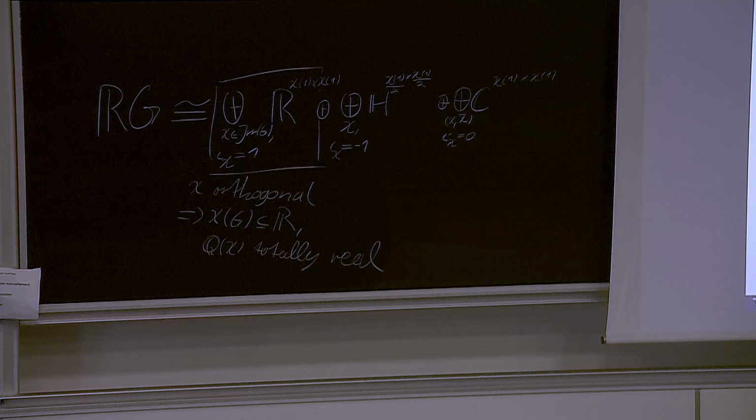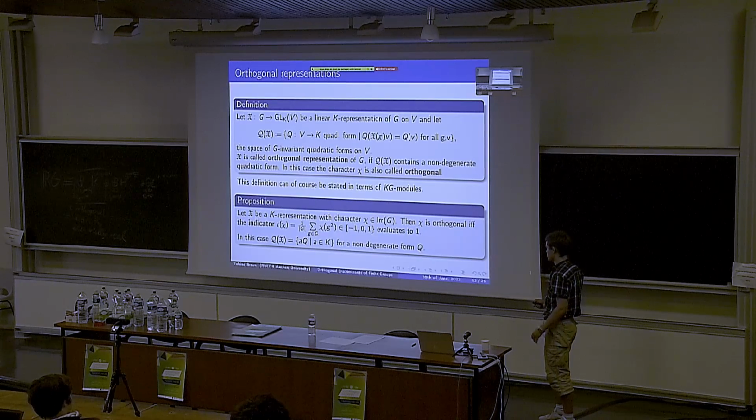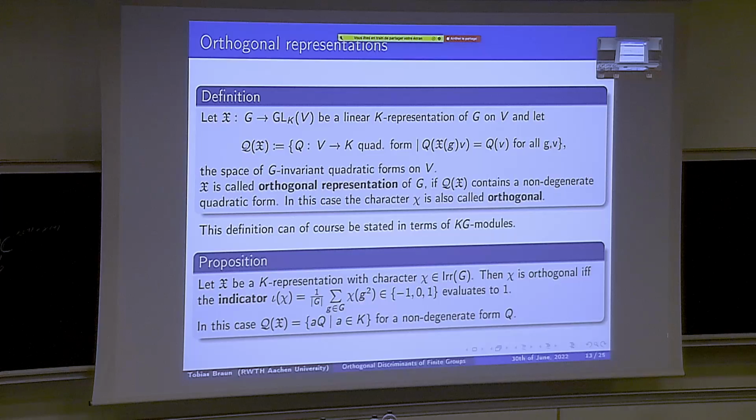OK. But really, the one thing that I want you to take away from this is not this formula, but that it is very easy to compute. If you have the character table, these are all entries in the character table. Just remember the character table for A5. You can just read off these values here and compute the sum. So it's very easy to decide if you have an orthogonal character or not.